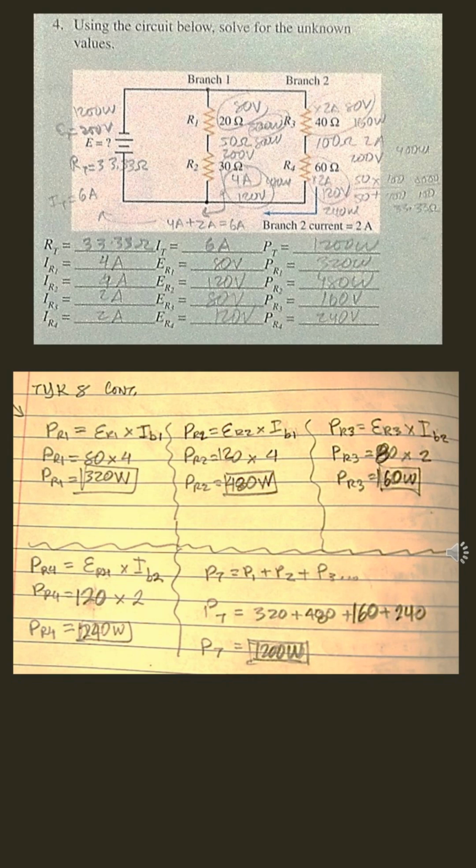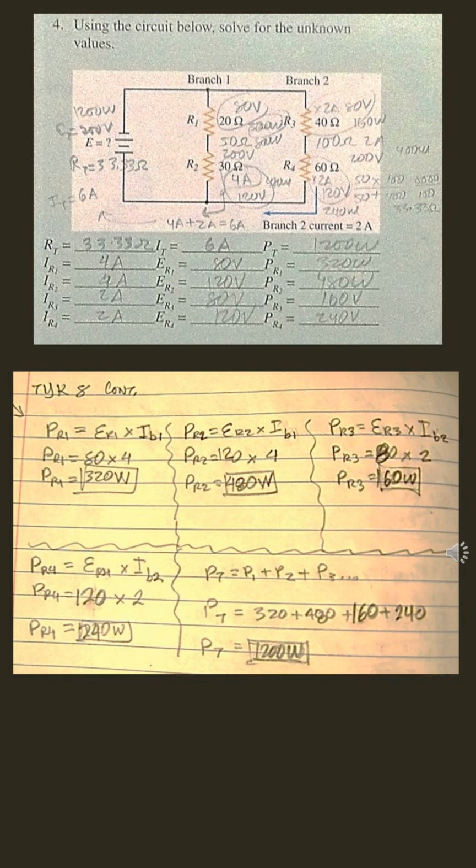Same steps to find the power at resistor 2, which equals the voltage drop at resistor 2 times the current at B1. In this case, 120 volts times 4 amps, or 480 watts. Same steps, same formula used, for the power at resistor 3, which equals the voltage drop at resistor 3 times the current at B2, or 80 volts times 2, equals 160 watts. Same steps for the power at resistor 4, which equals the voltage drop at resistor 4 times the current at B2, or 120 volts times 2, or 240 watts.